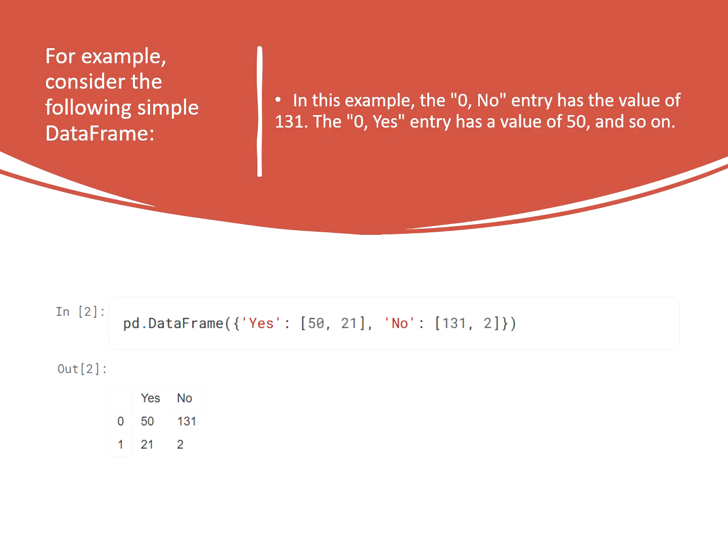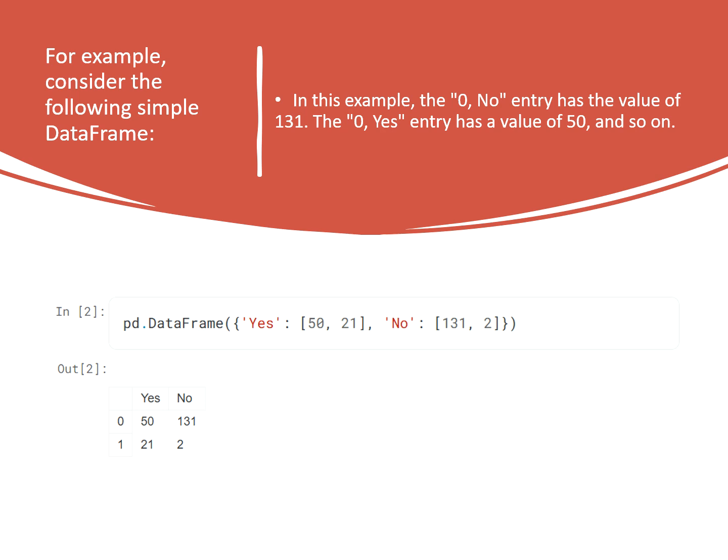So for example, consider the following simple DataFrame. In pd.DataFrame, we have 'Yes' as our first key. Notice if you know Python, this is a dictionary. We have a key, we have values. 'Yes' is between single quotation marks, and the values have to be in between brackets. And then another column, 'No', that has values 131, 2 inside the brackets, and then curly brackets and parentheses. This is a dictionary. This is how we write a dictionary in Python.